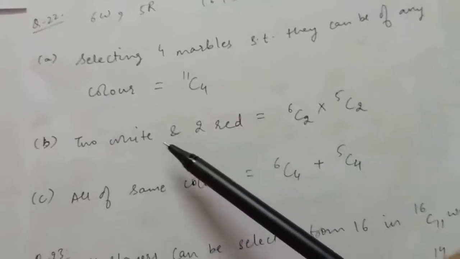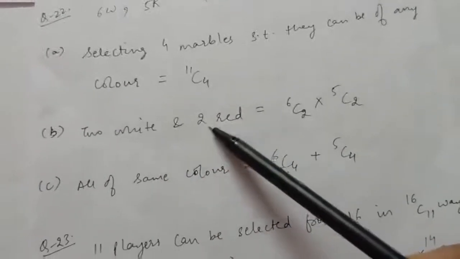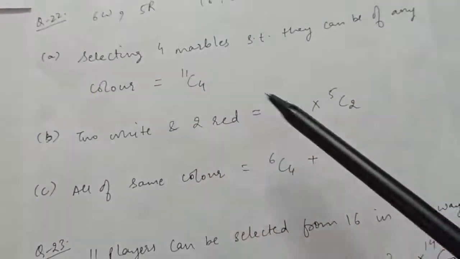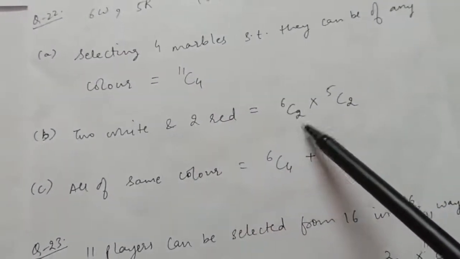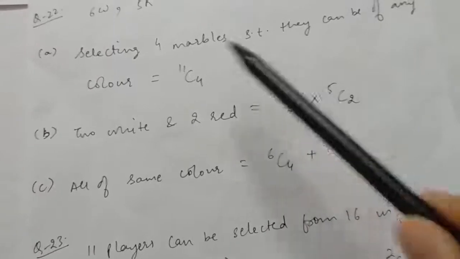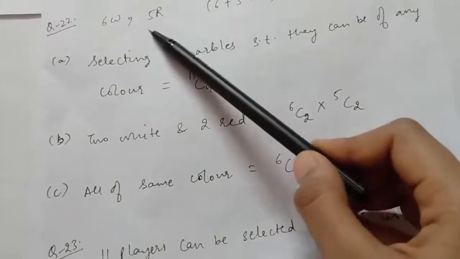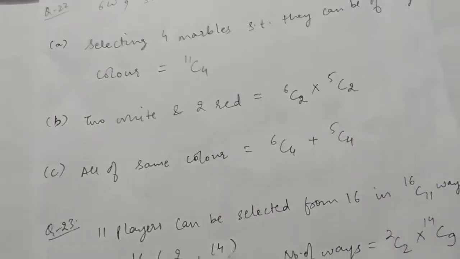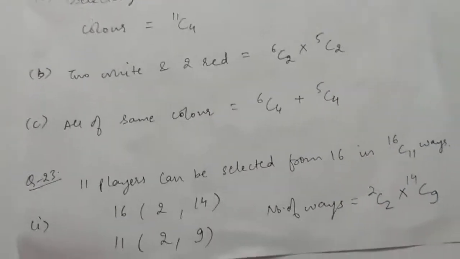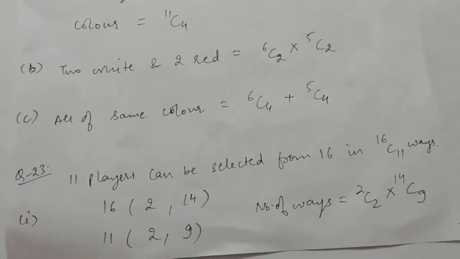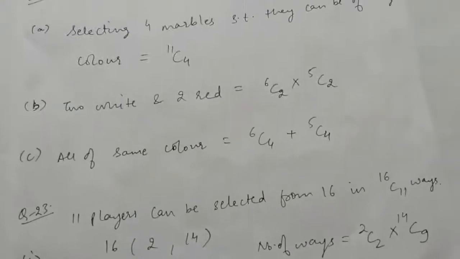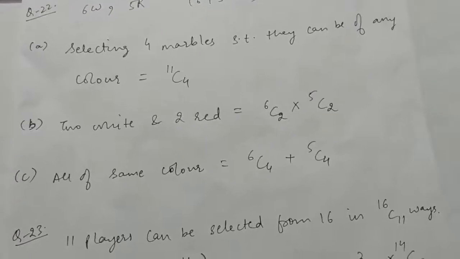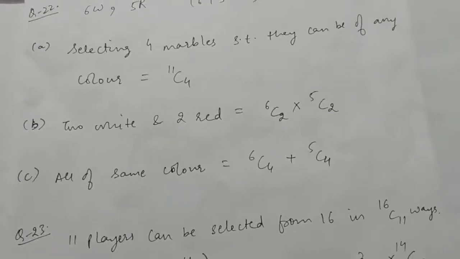Now in the second case they have asked 2 white and 2 red. So whites are 6, out of which we want 2, which can be done in 6C2 ways, into 5 red are there and we want to select 2 red, which can be done in 5C2 ways, right? Next is all of the same color. That is either all whites or all reds, right? So there are 2 cases.